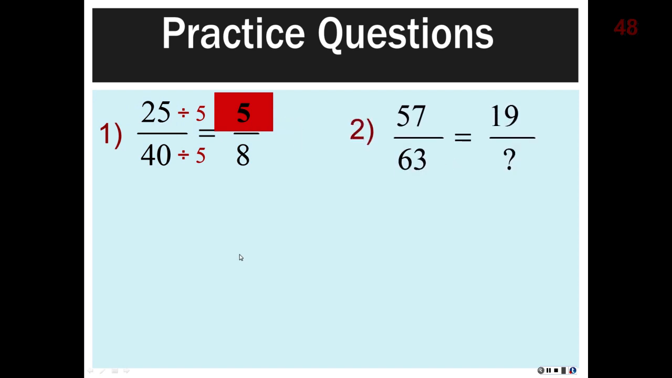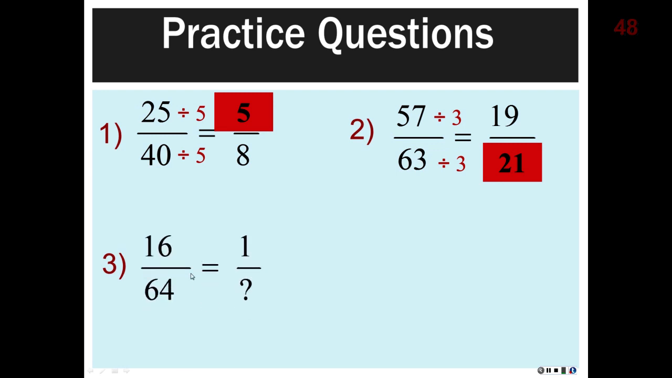What do I do here? How did I get from 57 to 19? Hello. What did I just say? Divide by what? 3. What I do to the top, I have to do to the bottom. What's missing? How much? 21. Okay. What's missing here? What did I do? Divided by 16. So what I do to the top, I do to the bottom. So what's my bottom answer here? 4.